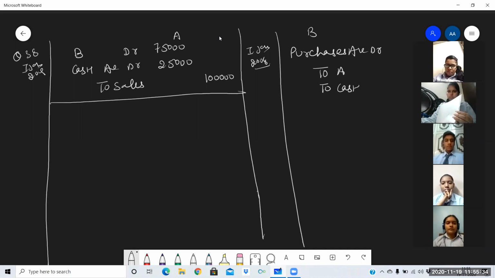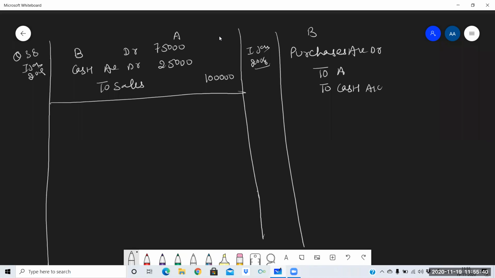So cash is going out, and whenever cash is going out, it is always credited. So to cash account. The purchases are done for rupees 1 lakh, and A is creditor with 75,000 and payment is made of rupees 25,000. Clear? So one transaction is completed in both the books.